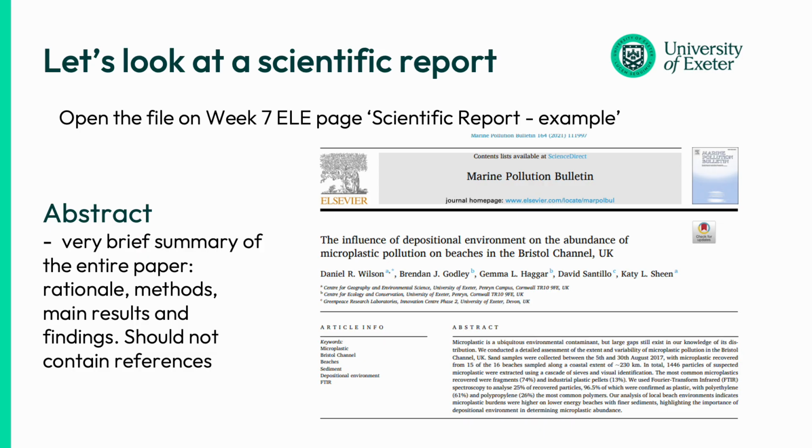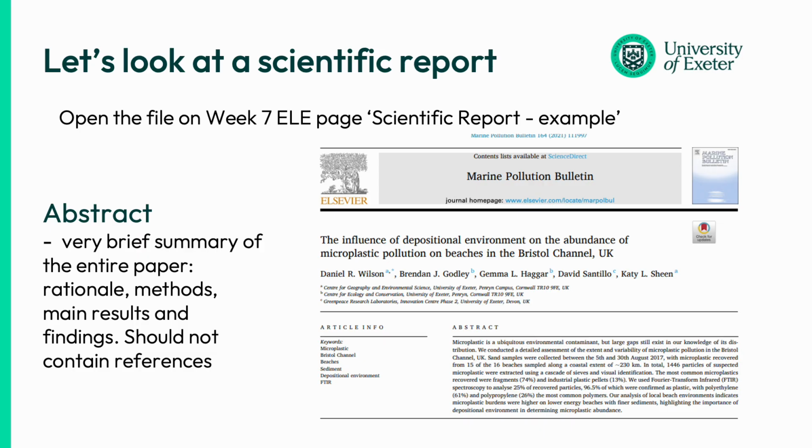Now, scientific papers reported in journals are fantastic examples of scientific reports. So if you can open up the paper that's on the week 7 Ellie page. It is a paper in Marine Pollution Bulletin Journal, and it's written by the authors Wilson et al. And some of these people work at the University of Exeter, at the Penryn campus, but also in the Greenpeace labs here on the Stretton campus as well. And the title of this report is The Influence of Depositional Environment on the Abundance of Microplastic Pollution on Beaches in the Bristol Channel, UK.